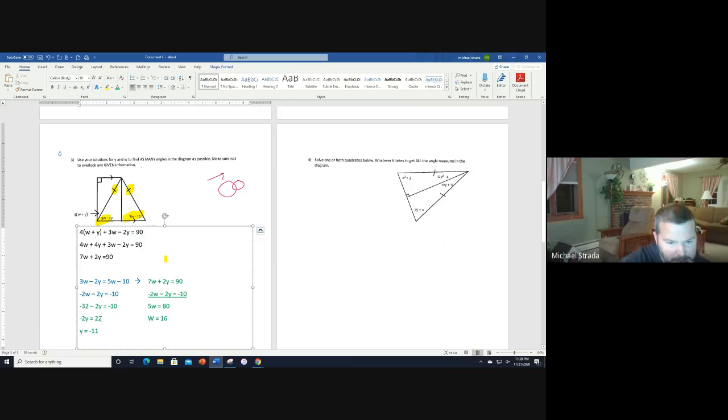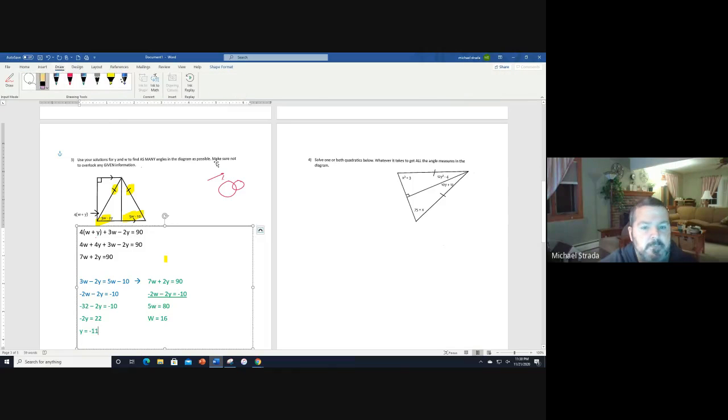So that would turn that into a positive. 16 times 3 is 48. Negative 11 times negative 2 is positive 22, because negative times negative turns it into a positive. And 48 plus 22 is going to give me 70. Making both sides 70 degrees. So that helps me. And if I plug it in up here, w is 16, y is negative 11. 16 plus negative 11 is 5. 4 times 5 is 20. So boom.